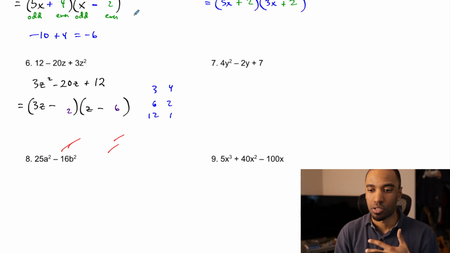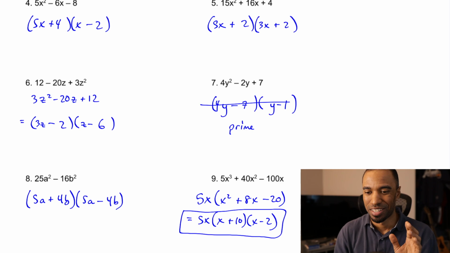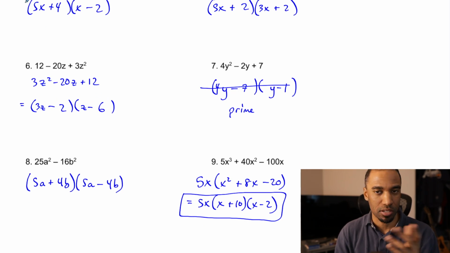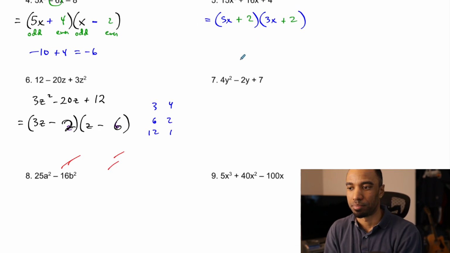So here's the answer here. 2, 6. Sorry, there it is. 3z minus 2 times z minus 6. There it is. Okay. Number 7.